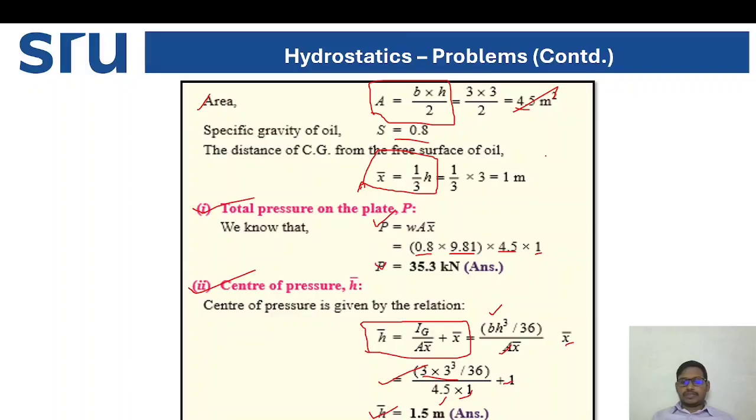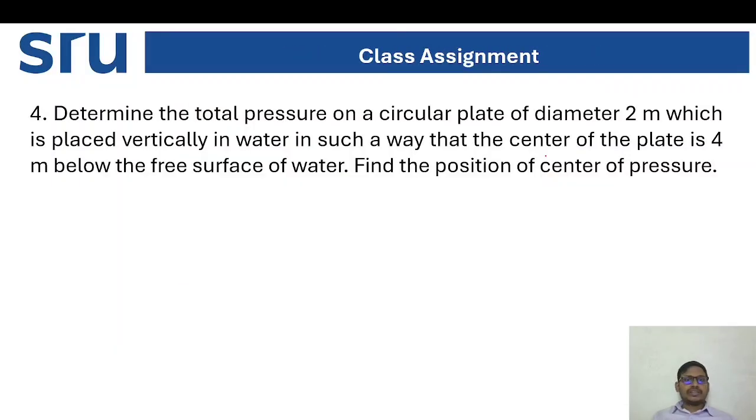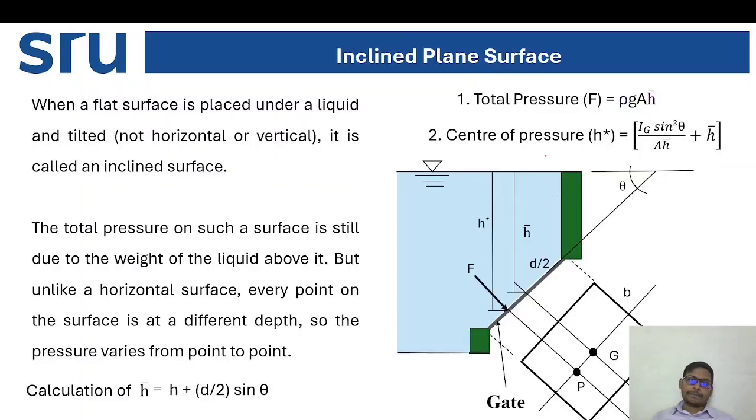So finally H bar is equal to 1.5 meters. This is a class assignment that you need to do. Determine the total pressure on a circular plate, which we have already discussed, of diameter 2 meters, placed vertically in water in such a way that the center of the plate is 4 meters below the free surface of water. Find the position of center of pressure.